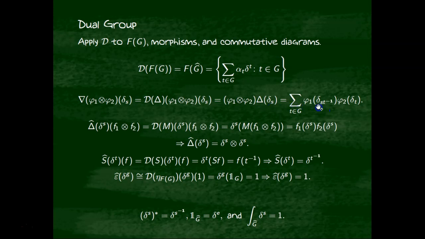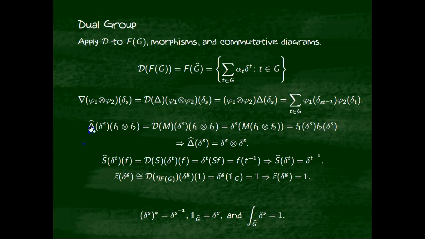It'll be delta s inverse tensor delta t, and then you apply this tensor product of these functionals and you get something like this. This is also what's called the convolution of these functionals. We might see that later on. Okay, so that's a way of multiplying things in the algebra of functions on the dual group.